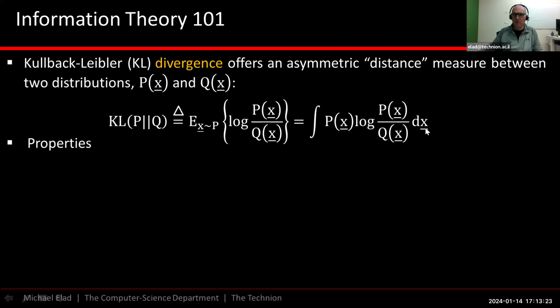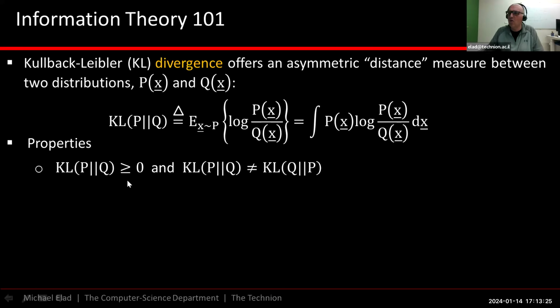Kullback-Leibler, a few properties. First, it is always non-negative, which is great news. A distance between two distributions should not be negative. However, look, it's not symmetric. KL of PQ is not KL of QP. Sometimes people define the symmetric KL by defining KL as KL of PQ plus KL of QP, and then everything is well-behaved and symmetric. But in most cases, people do not bother.